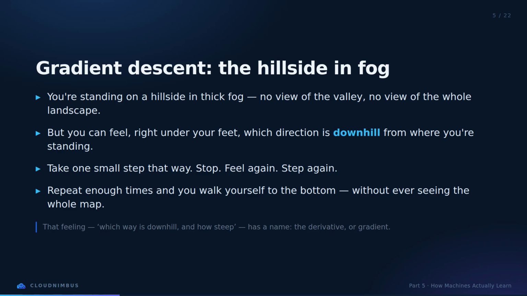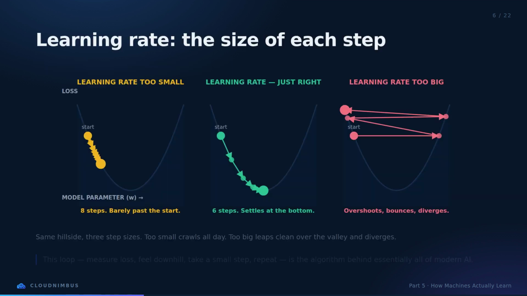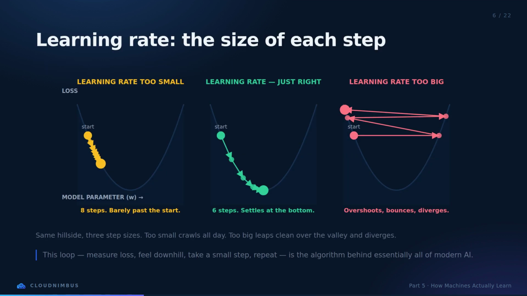That feeling of which way is downhill has a precise mathematical name, the derivative or the gradient. That's genuinely all it means here, which way is downhill from where you're currently standing, and how steep the slope is at that exact point. You do not need to be able to derive one by hand to use this. You need to know what it's telling you, which is exactly that sentence.